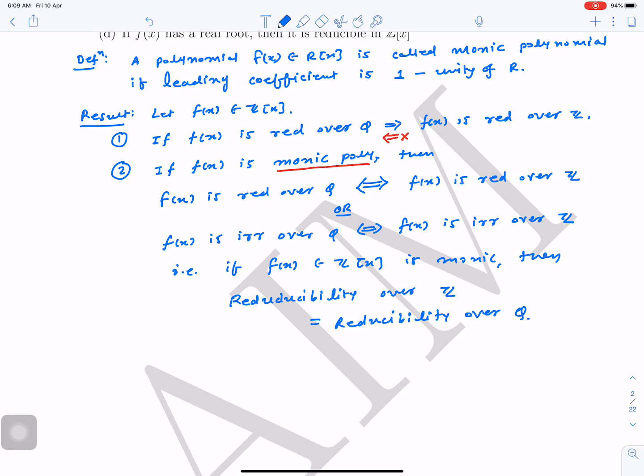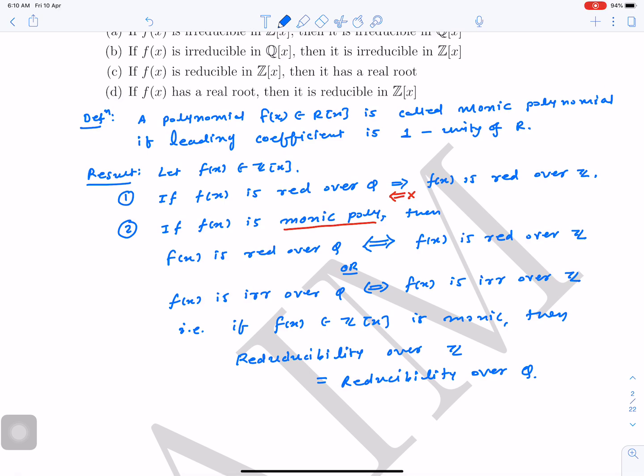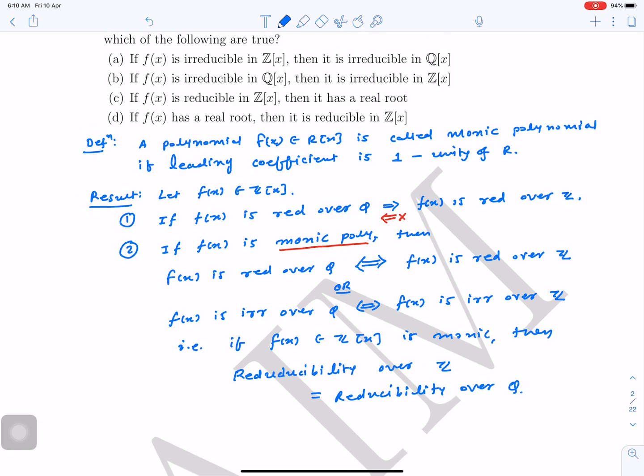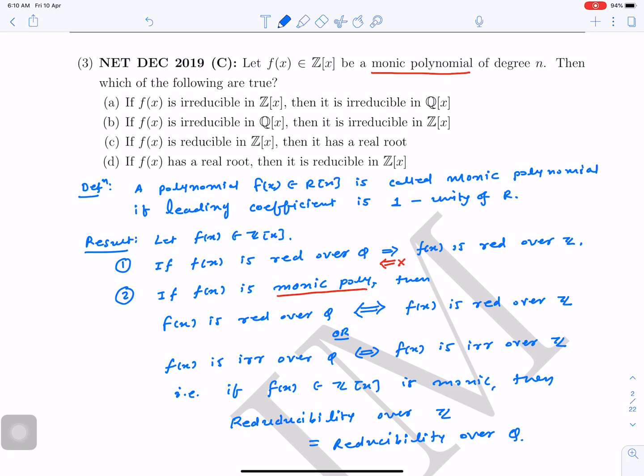So I request you to try to understand this result properly, because we will frequently use this result throughout the lecture: if f(x) is a monic polynomial, then reducibility and irreducibility are the same over Z and Q. So now let us go for the options.